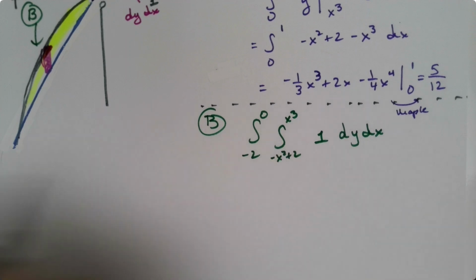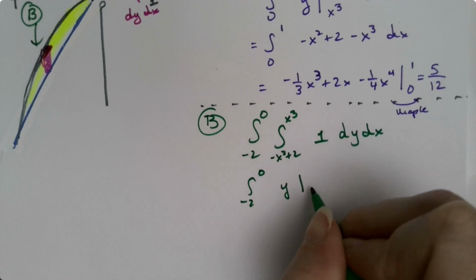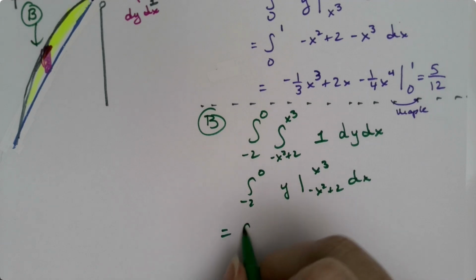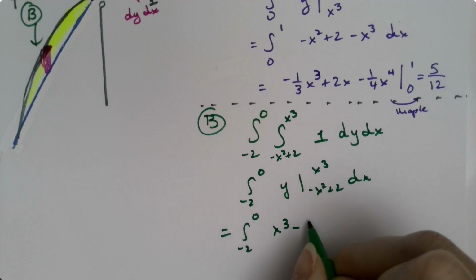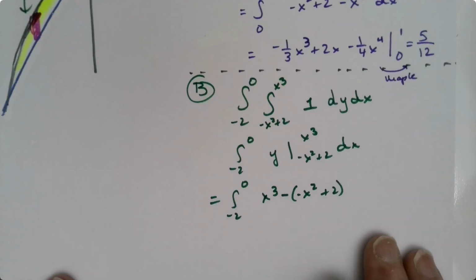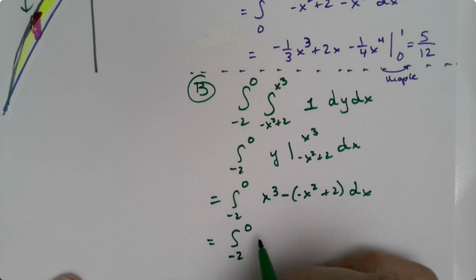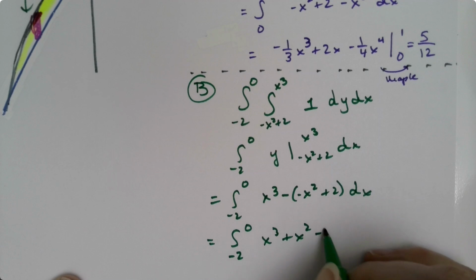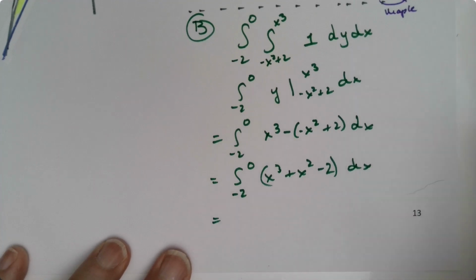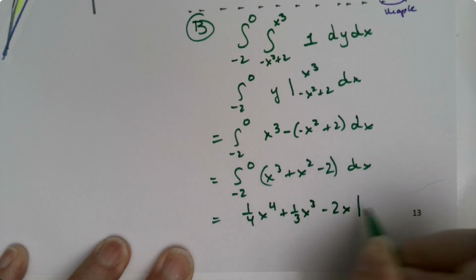Okay, so let's see. This is, again, a really easy integral to do. So -2 to 0. This would be y from -x squared plus 2 to x cubed dx, which is -2 to 0 x cubed minus, this is where people get messed up, because it's -x squared plus 2. You either have to put that in parentheses or you have to distribute yourself. So -2 to 0 x cubed plus x squared minus 2 dx. Which again, I could make Maple do it, but this is really easy. So this is 1/4 x to the 4th plus 1/3 x to the 3rd minus 2x from -2 to 0.